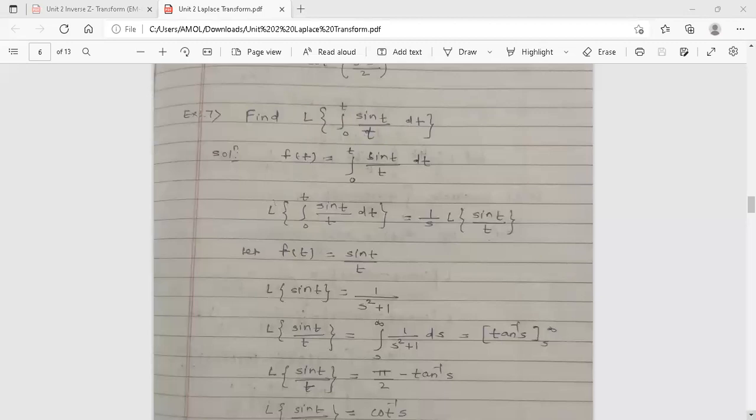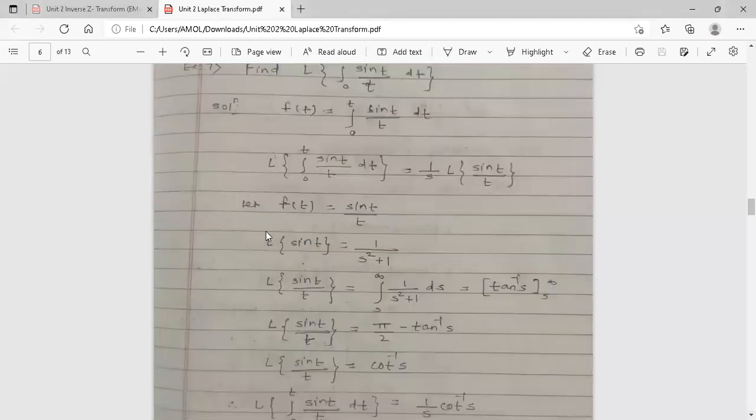Now, here f of t is suppose sin t. Sin t, its Laplace transform is 1 upon s square plus 1 because the coefficient of t is 1. So, Laplace of sin t is 1 upon s square plus 1. Means Laplace of sin t upon t. It is the division by t property. What is the division by t property? You integrate that F of s. F of s is this 1 upon s square plus 1. You integrate it over s to infinity with respect to s.